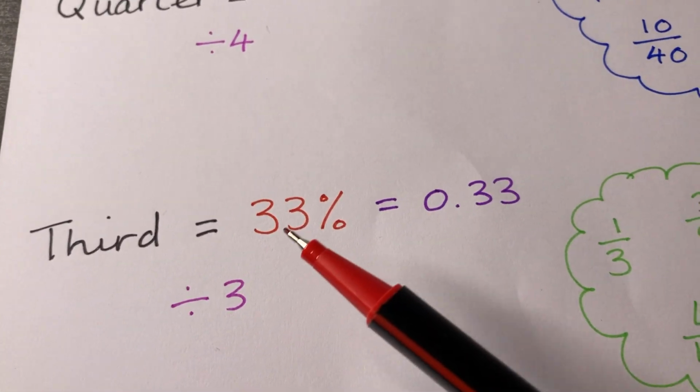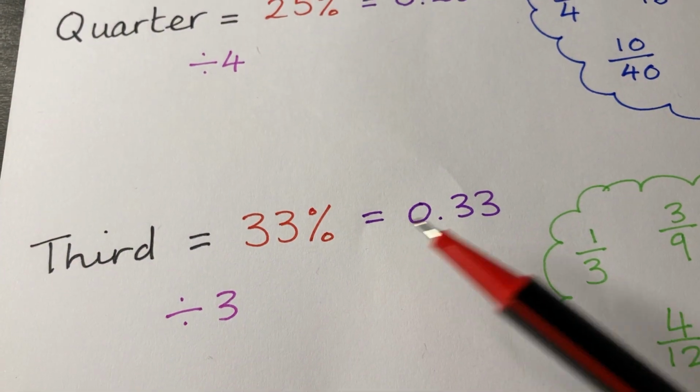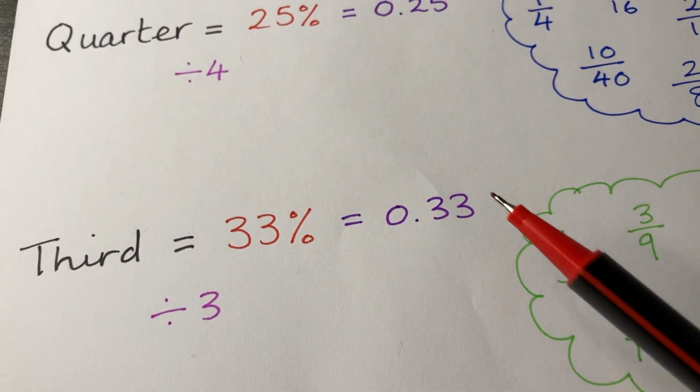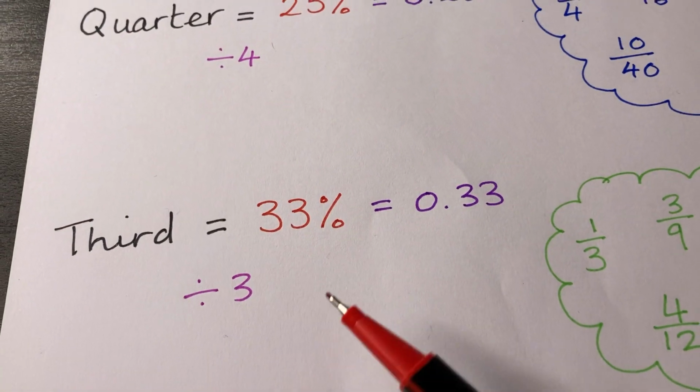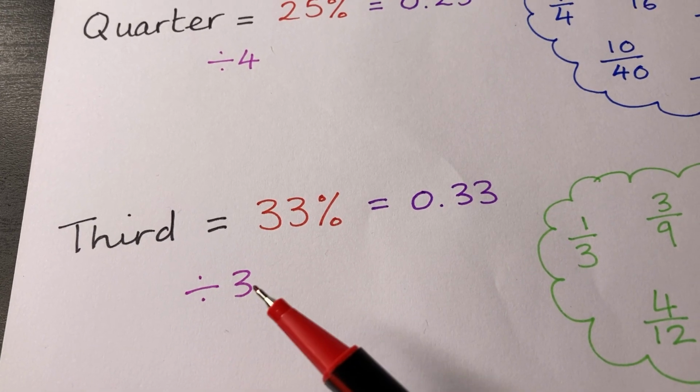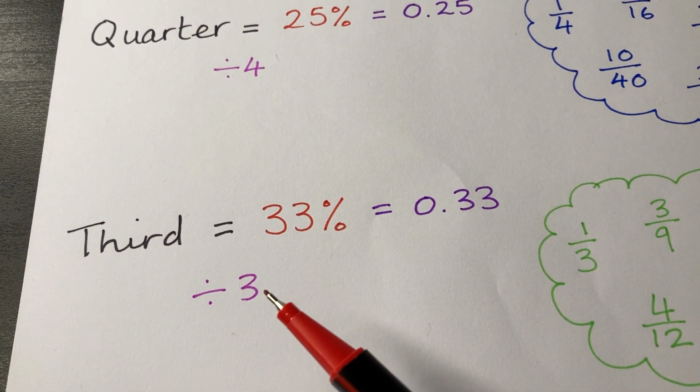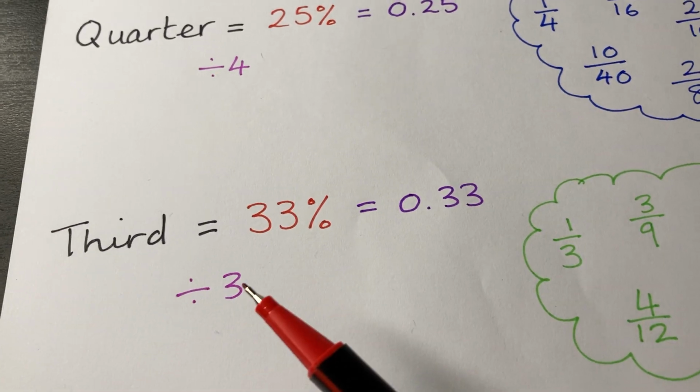1/3 is 33%, which is the same as 0.33 as a decimal. If you want to work out 1/3 of any number, you have to divide by 3. Okay, so divide by 3 and you get a third.